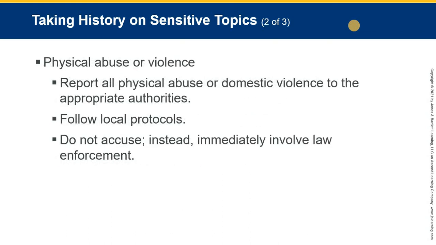So any scene that you even suspect physical abuse, child abuse, or domestic violence, you have to report those. All right. Follow your protocols in this situation, but don't accuse people. Instead, make sure that the police are aware of the situation, that they come to the scene. That way, they're the ones who investigate this kind of stuff.